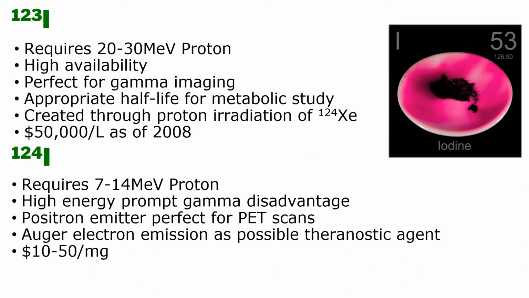Iodine-124 is produced in small medical cyclotrons. While this does make it much more available, it does have a high energy prompt gamma that is not ideal for imaging and increases the dose. It does have an ideal positron emission, though, that makes it desirable for PET scans, and additionally has an Auger electron emission, giving additional use for theranostic use. It also has a production cost that makes it very desirable.